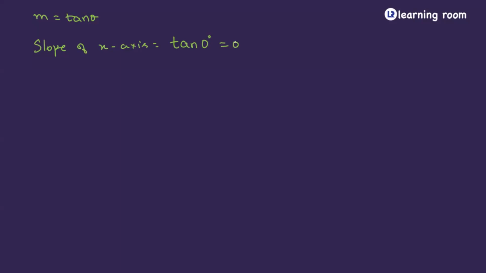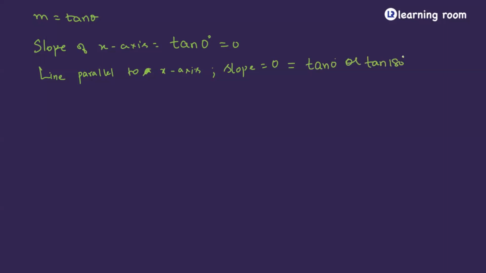Similarly, if there is a line parallel to the x-axis, what is the slope of it? The slope is still 0. Why? Because if a line is parallel to the x-axis, the angle between them is either 0 degrees or 180 degrees, and tan 0 or tan 180 is going to be 0 itself. So I'll write the reason also. It is going to be tan 0 or tan 180.